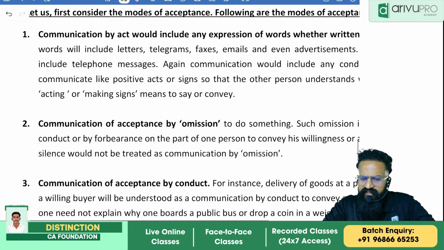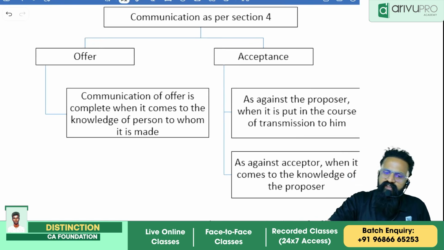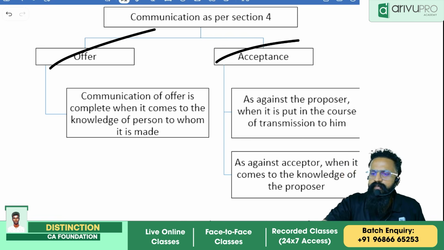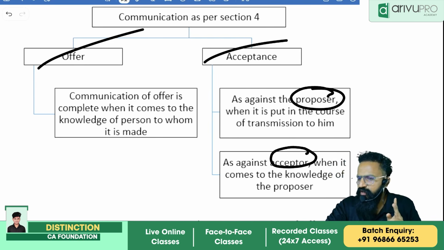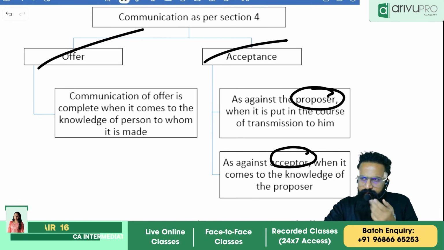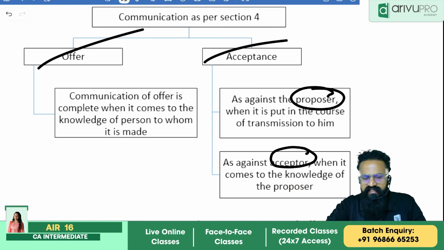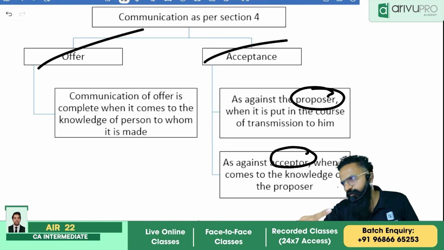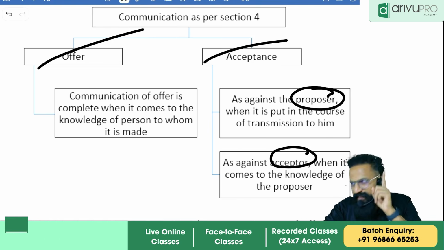Communication of offer and acceptance. How is communication of offer? When is offer and acceptance complete? Offer is complete when offeree gets to know of the offer. When is acceptance complete? Two people are required. One is from the proposer's point of view, one is from the acceptor's point of view. When is it completed from the proposer's point of view? Whenever he writes a letter and he puts it in the course of transmission, that is when the acceptance is complete from the proposer's point of view. For the acceptor, when is the acceptance complete? Whenever the proposer reads it is when the acceptance is complete.